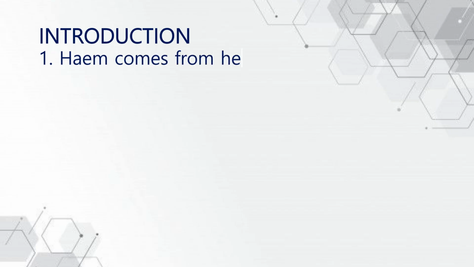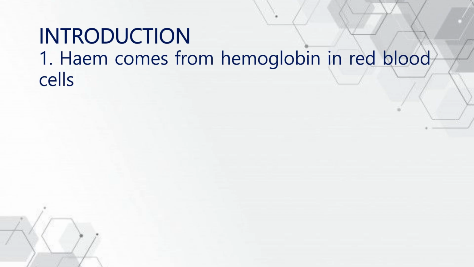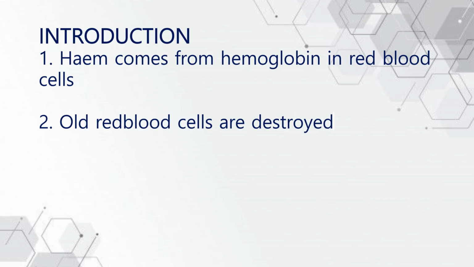Everyone, this is Group 5, and we are presenting on conversion of Haem into bilirubin. As we all know, Haem is a component of hemoglobin found in the red blood cells, which are responsible for transporting oxygen. However, red blood cells do not live forever. They have a lifespan of about 120 days.